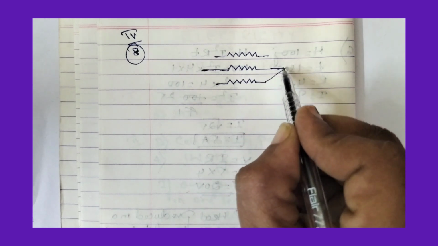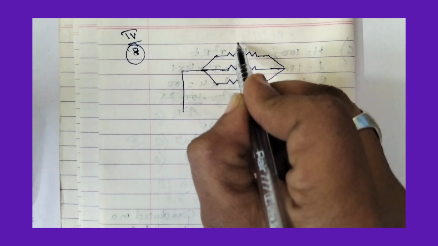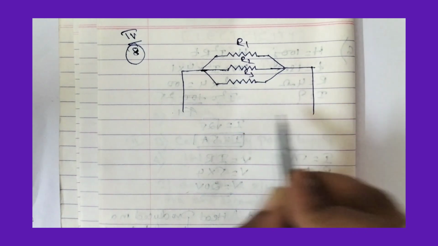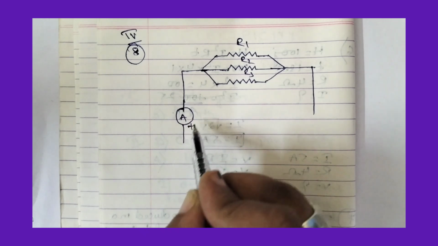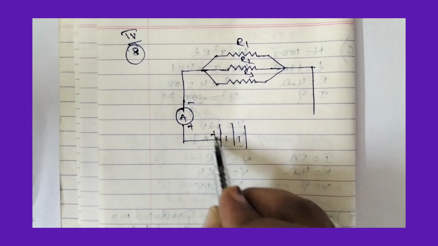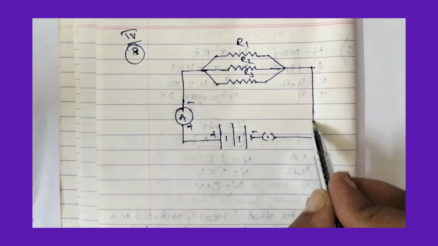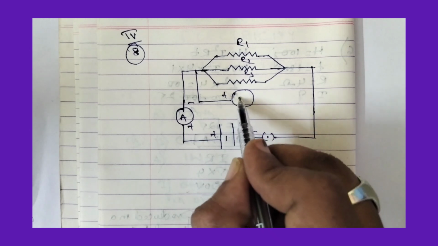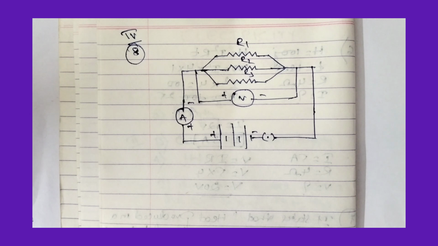So three resistors are connected in parallel. All the three resistors, this is R1, R2 and R3, are connected in parallel. So this is the ammeter. This is positive, this is negative. So this is the battery, with positive terminal and negative terminal. This is the switch. Ammeter is connected in series and voltmeter is connected in parallel. So this is the parallel circuit.